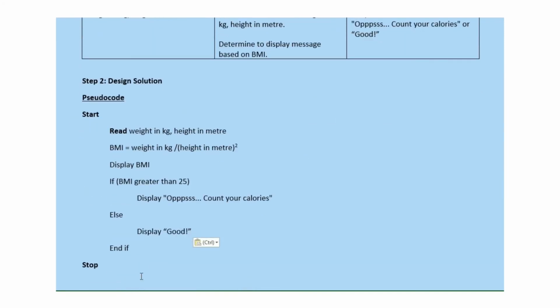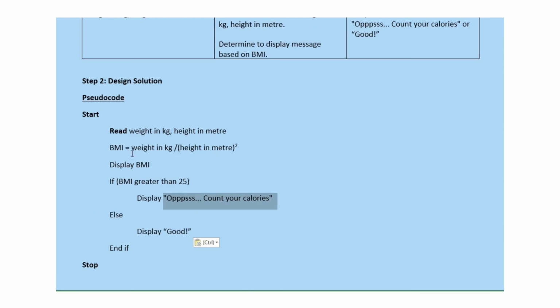After you have finished your pseudocode, let's check your condition a little bit. The user will put in their weight in kg and height in meter. The program will calculate the BMI and then display the BMI. After displaying the BMI, it will check your BMI. Let's say after calculating, BMI is 26. So 26 greater than 25 is true, then it will display the message, oops, count your calories, and end if, and then the program will stop.